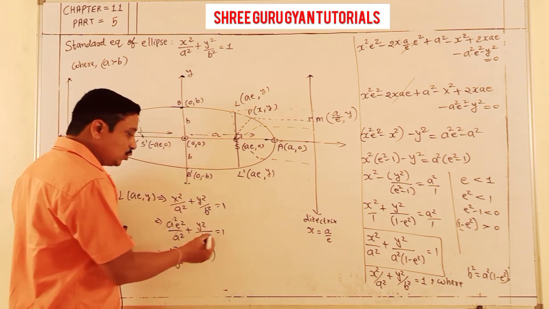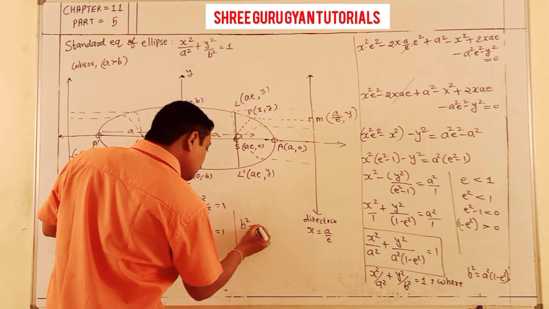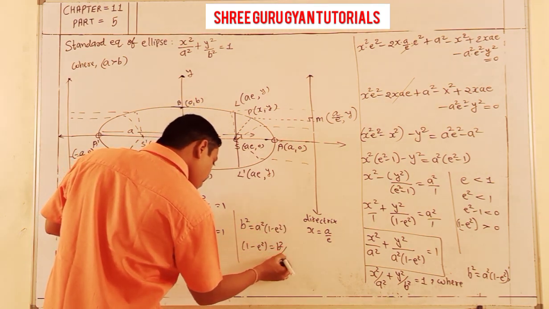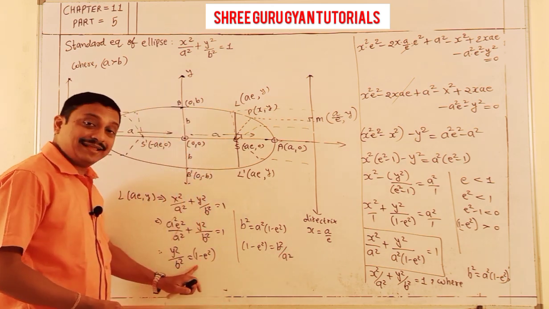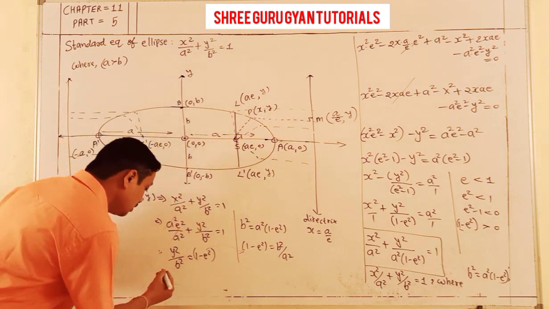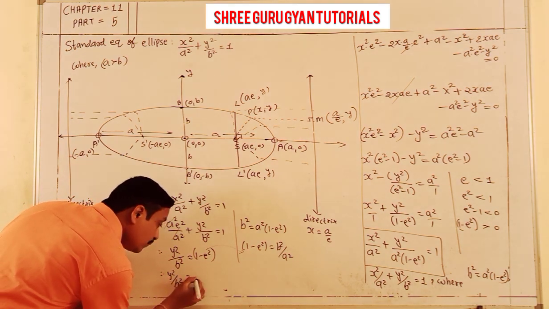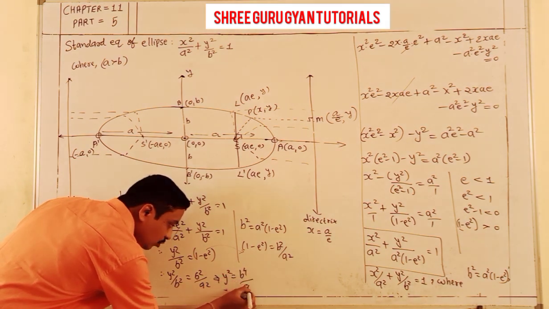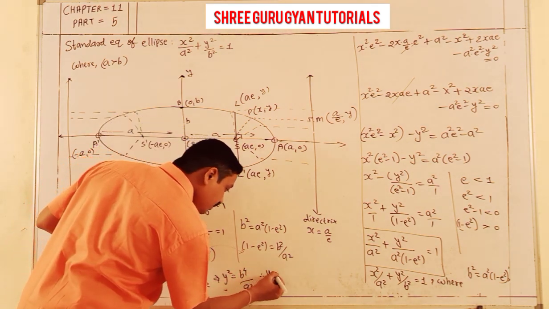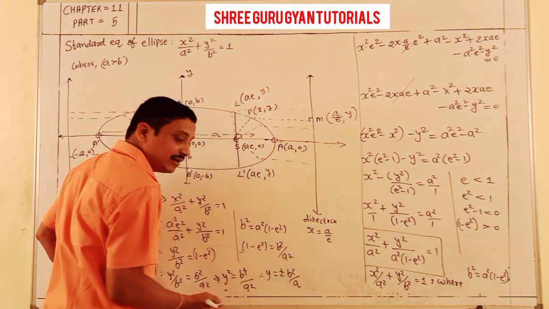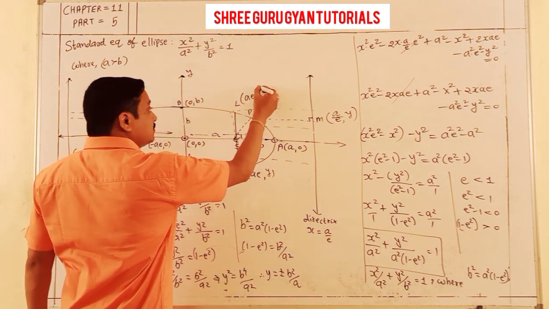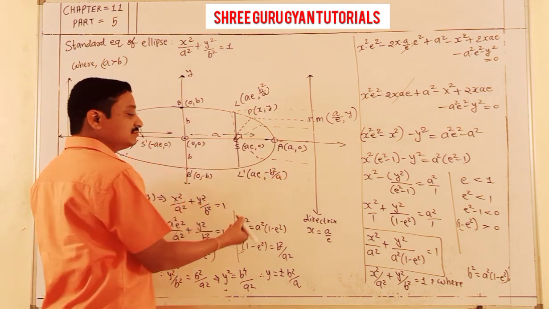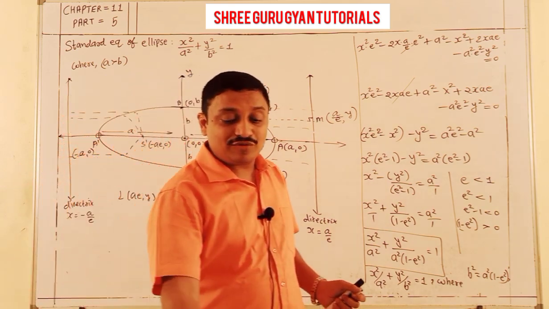And students, you know the condition that b square is equal to a square times 1 minus e square. So how much is 1 minus e square? It is b square by a square. Exactly, you put that. So y square by b square is equal to b square by a square. It means y square is b raised to 4 by a square. So what's your y? Plus or minus b square by a. That's why this coordinate is ae, b square by a, and here write down ae, minus b square by a. That's the end point of the latus rectum.